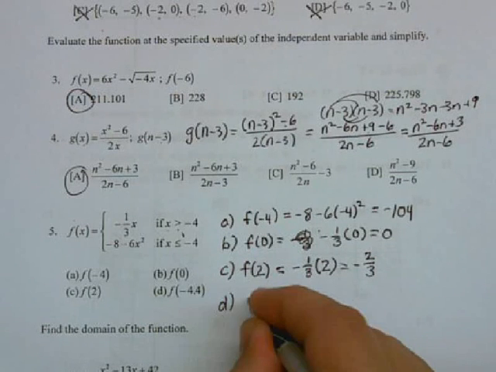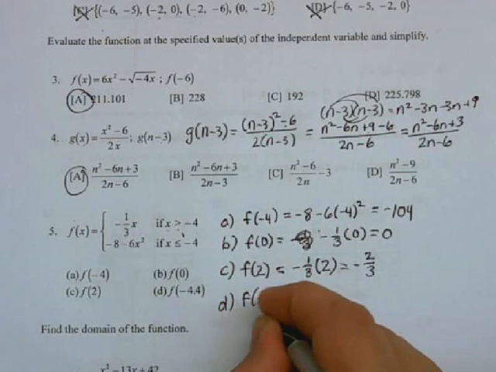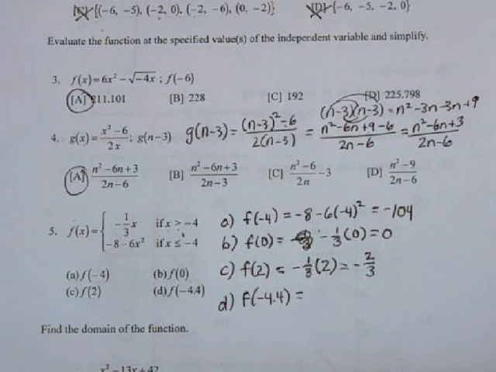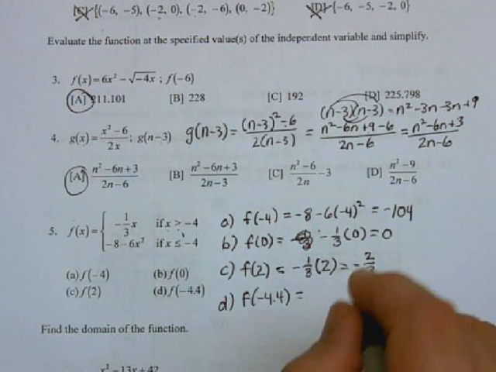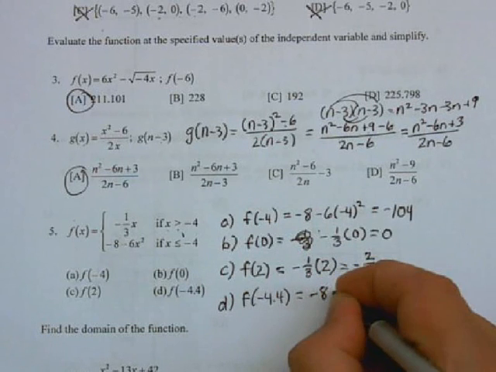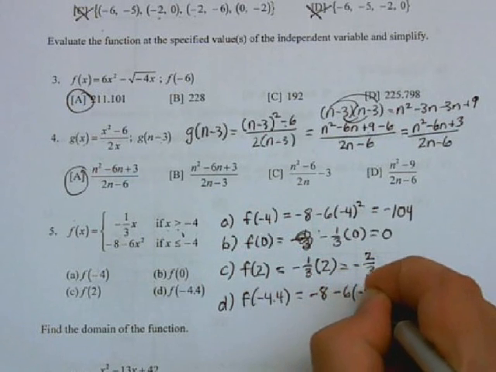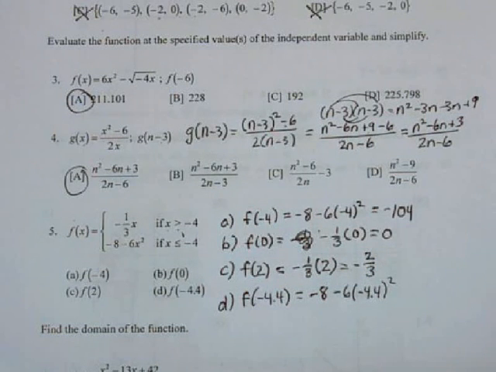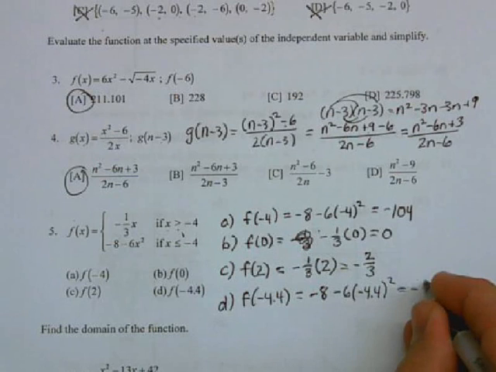And then for the last one, D, we need to evaluate f of negative 4.4. This time we're going to use the bottom equation because negative 4.4 is less than negative 4. So we get negative 8 minus 6 times negative 4.4 squared. And the answer I get is negative 124 and 1600ths.